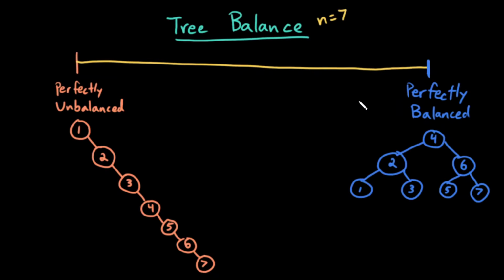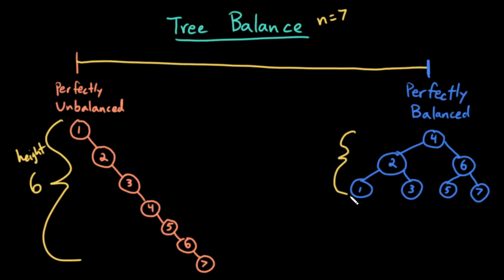So here I have 2 binary search trees, both contain the exact same elements. The number is between 1 and 7. But here I have a perfectly unbalanced tree, where the height here, 1, 2, 3, 4, 5, 6, is 6. So the height of this tree is 6, versus here it's the exact same elements, also a valid binary search tree, but the height here is 2.